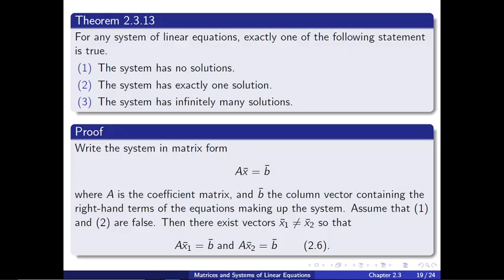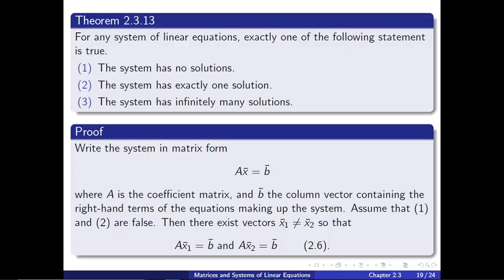So we are going to look at theorem 2.3.13 in the textbook, and it says, for any system of linear equations, exactly one of the following statements is true. Number one, the system has no solutions. Number two, the system has exactly one solution. And number three, the system has an infinite number of solutions.